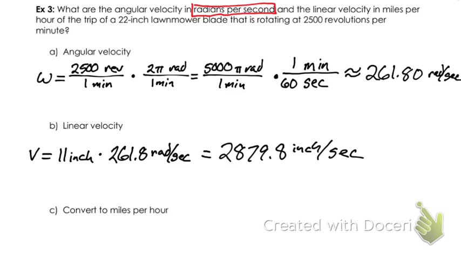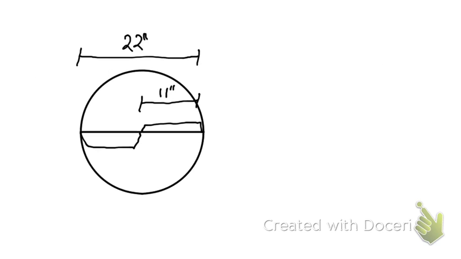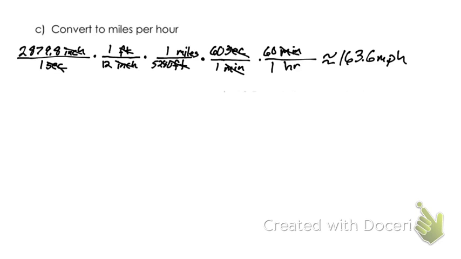Then to put it as linear velocity, all you have to do is multiply by the radius. We said if the lawnmower blade was 22 inches, its radius was 11 inches. So we took 11 inches, multiplied it by our angular velocity, and we now have our linear velocity. The only thing is it wanted it in miles per hour.